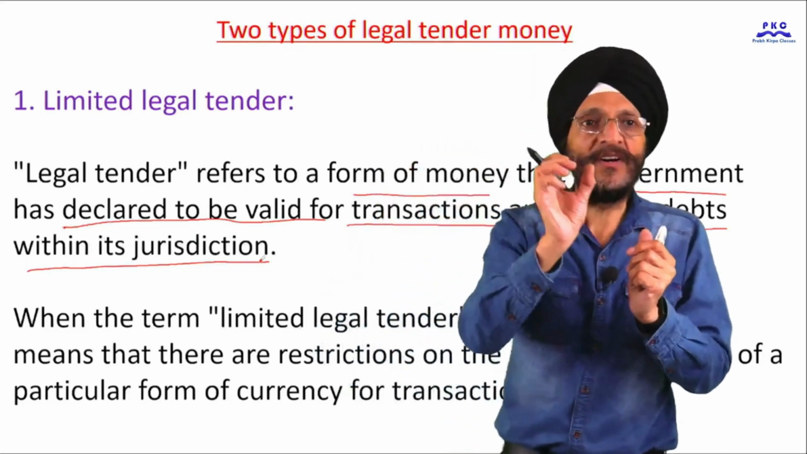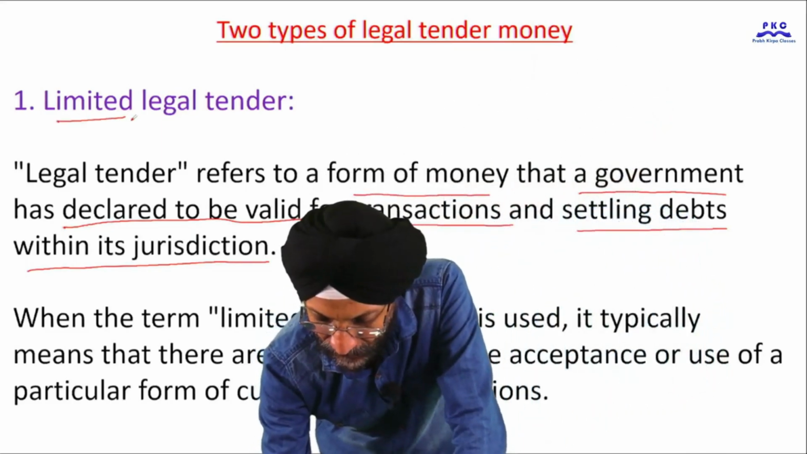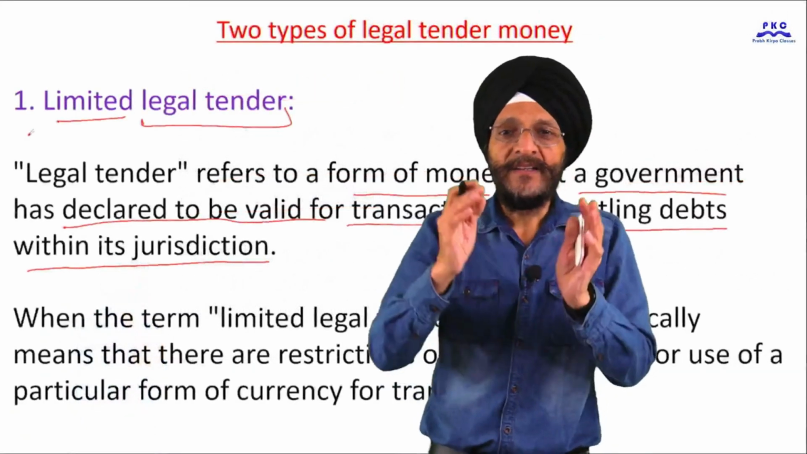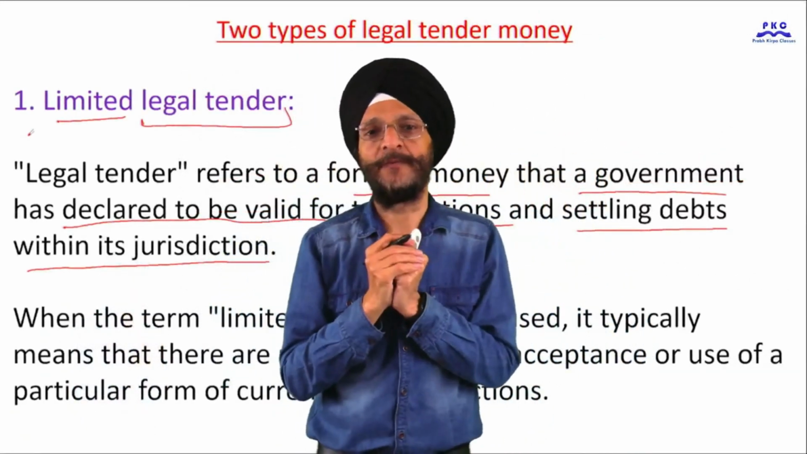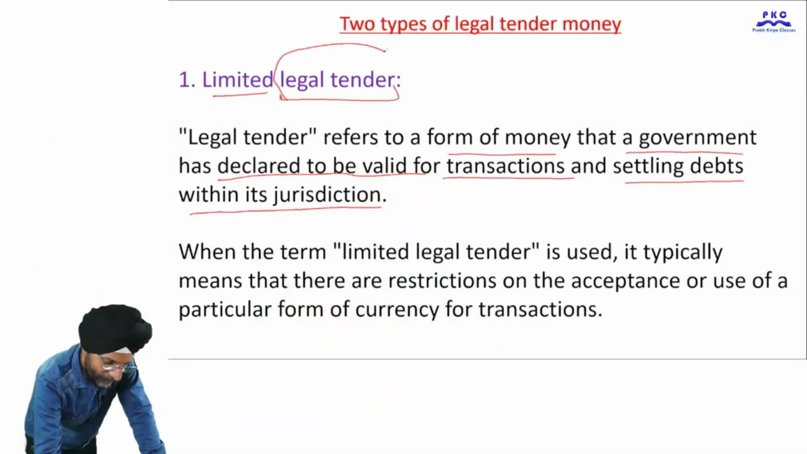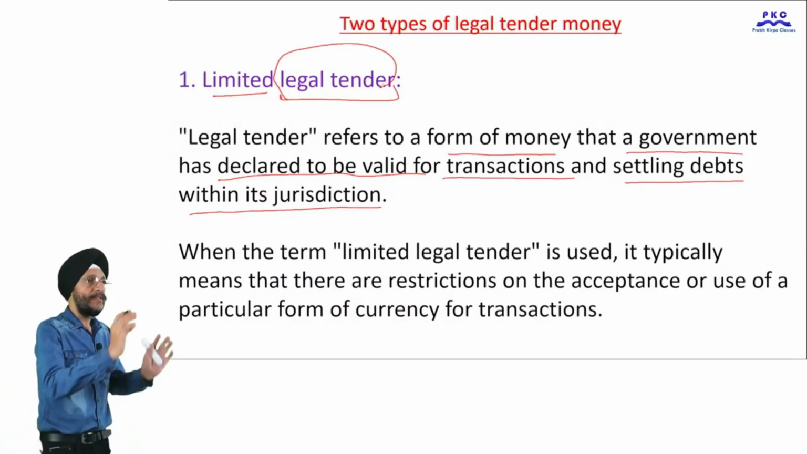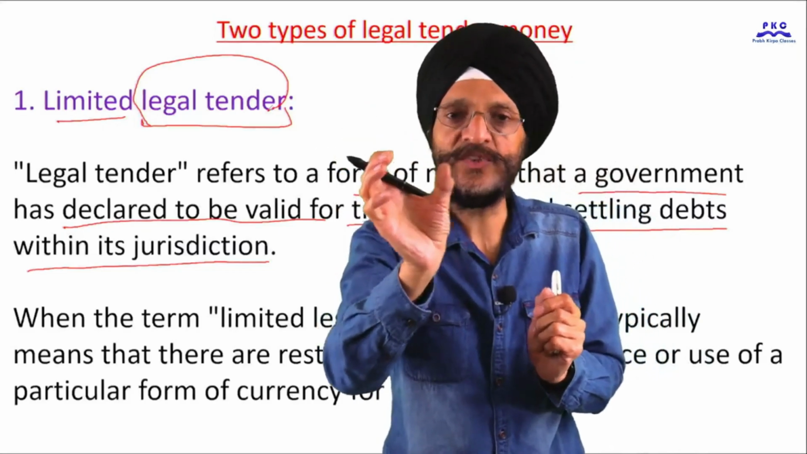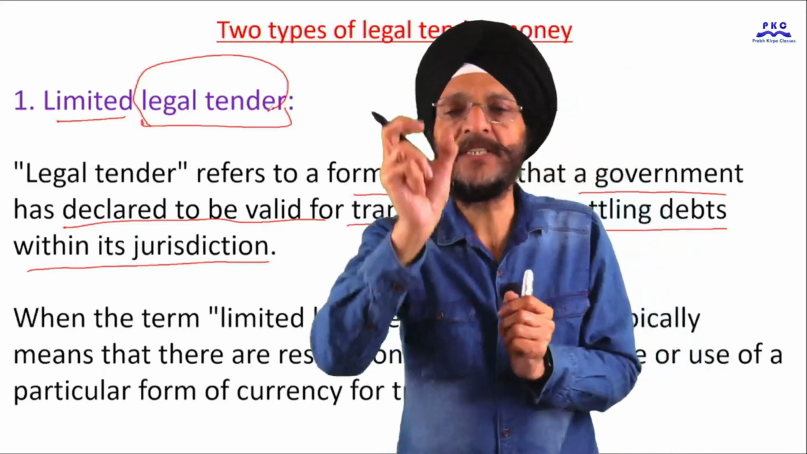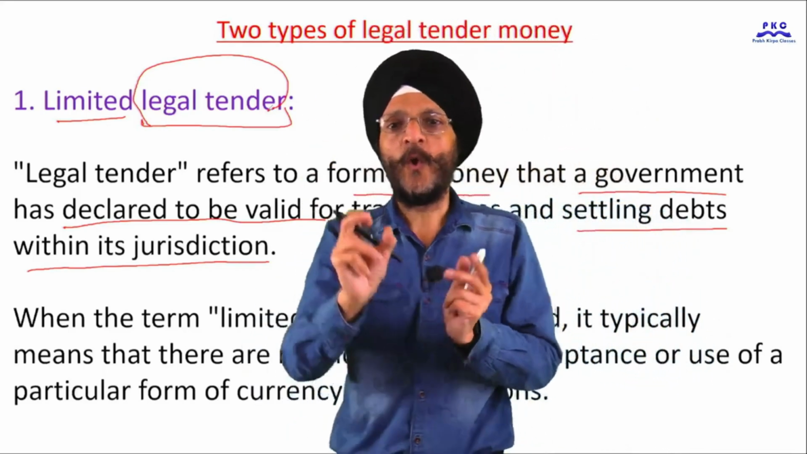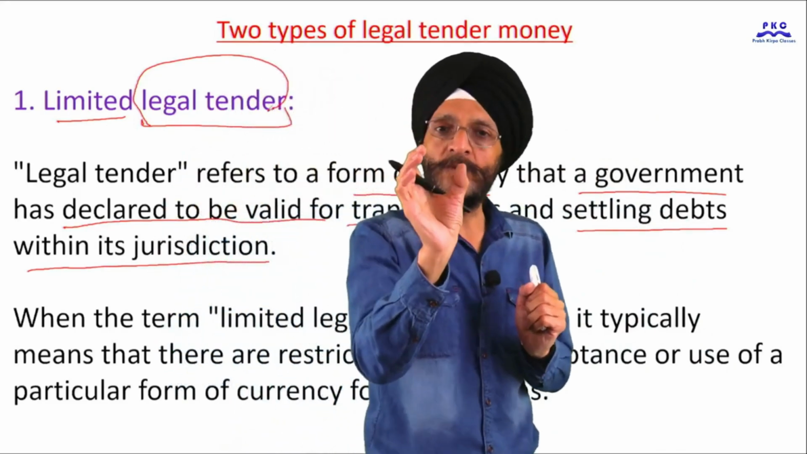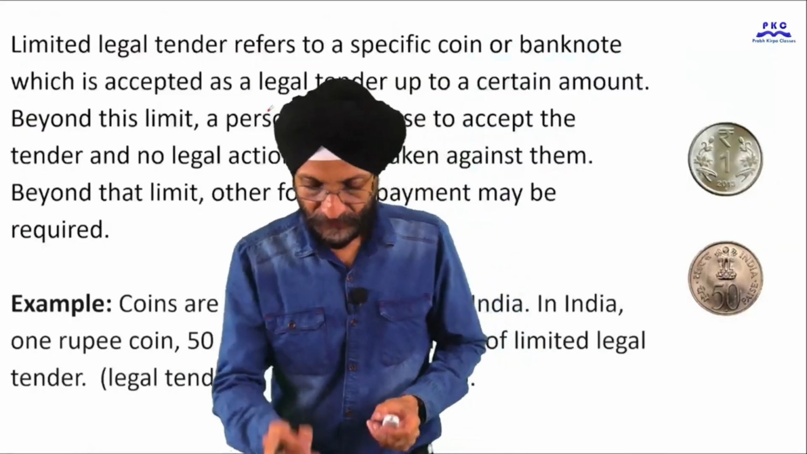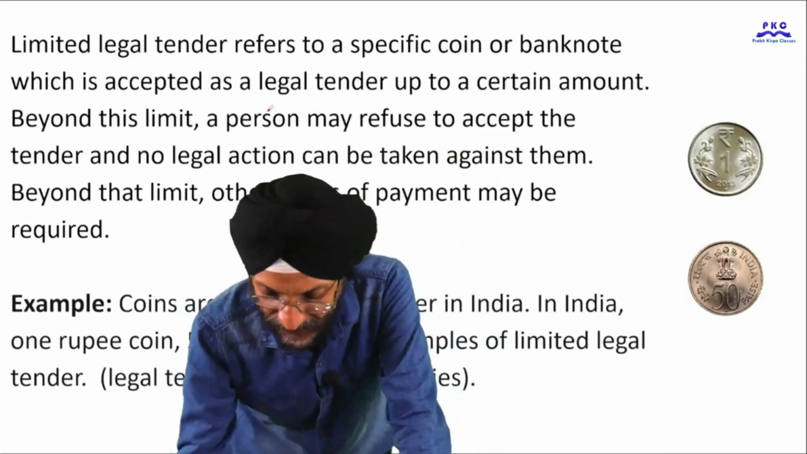But when the word limited is used before legal tender, it means that there are certain restrictions on the use of legal tender. There are certain restrictions on the use of a particular type of currency, which may be a particular currency note of smaller denomination or particular coins. Now we understand the meaning of limited legal tender.